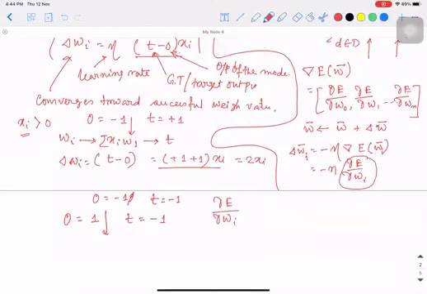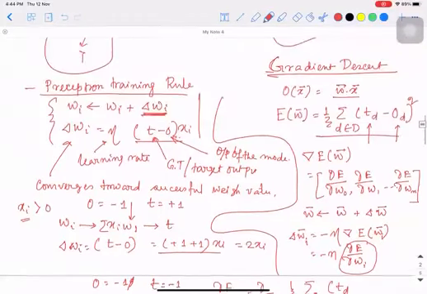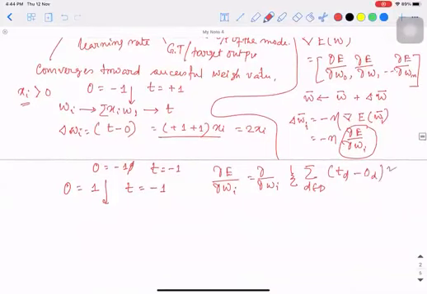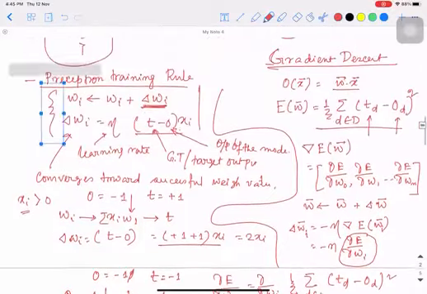Delta E delta w_i. What is E? E is half the sum over all d in D of (t_d minus o_d) squared. And with the usual derivative, the half times 2 cancels out, so we have t_d minus o_d, and then there's a summation term, delta w_i of t_d minus o_d. And what is o_d? o_d is this one, right?